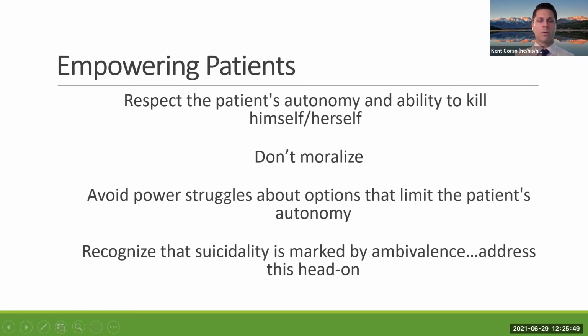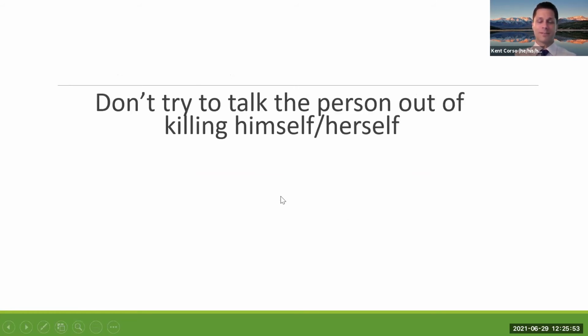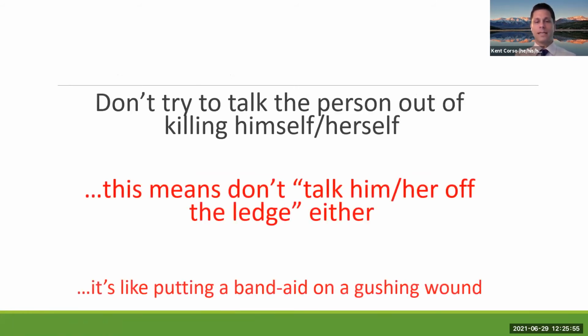And we'll talk about that more next time and the time after, frankly. Ambivalence is a big component. Above all things, please, please, if you don't learn anything from this 6-series webinar and all you learn is one thing, let this be it. Do not talk the person out of killing themselves. This means don't talk them off the ledge.